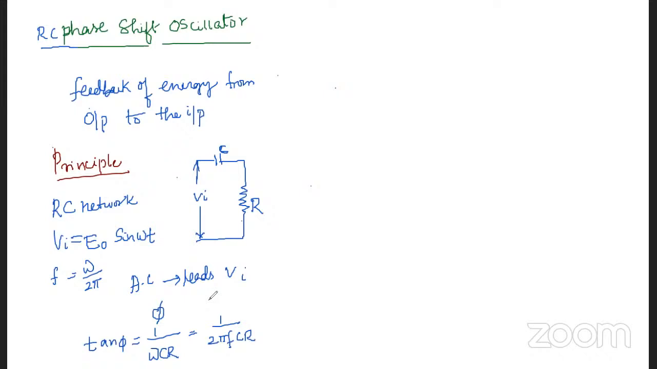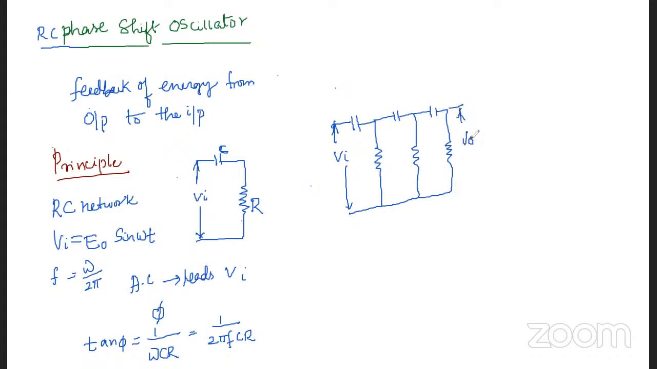So the values of R and C may be chosen so that for frequency F, phi is equal to 60 degrees. If you build a ladder network consisting of the resistance and the capacitance in different sections, like this, a combination of capacitor and resistance, and again another capacitor connected in series, here we apply the input voltage Vi is equals to E naught sine omega t, and here we can take the output.